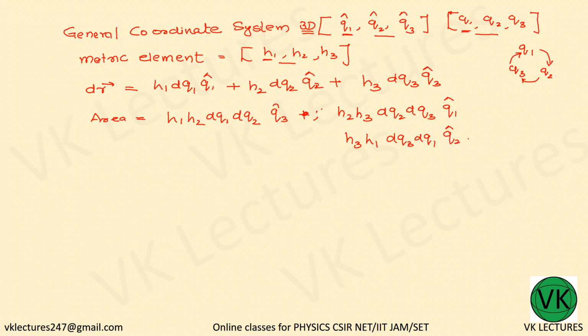So the volume element, that is dv, is equal to h1 h2 h3 dq1 dq2 dq3, and there is no direction, it is a scalar.